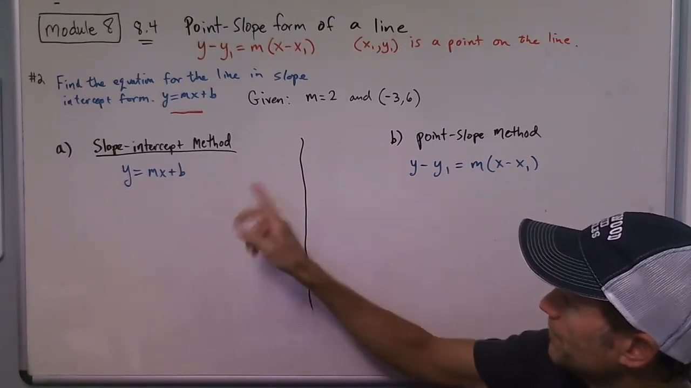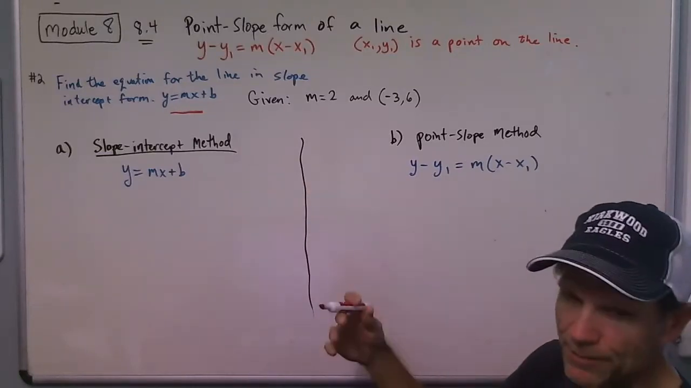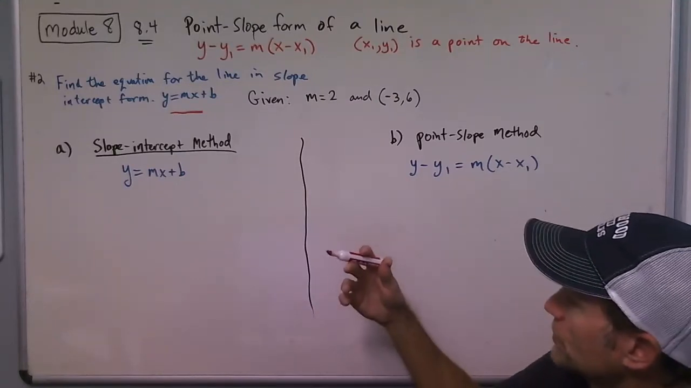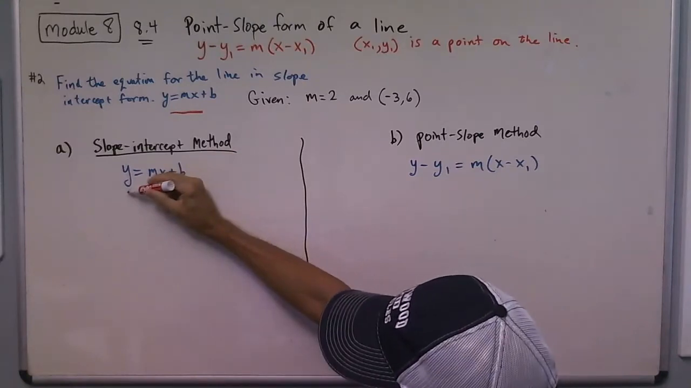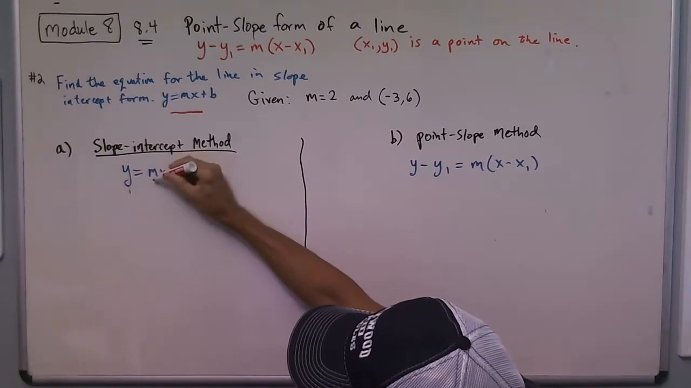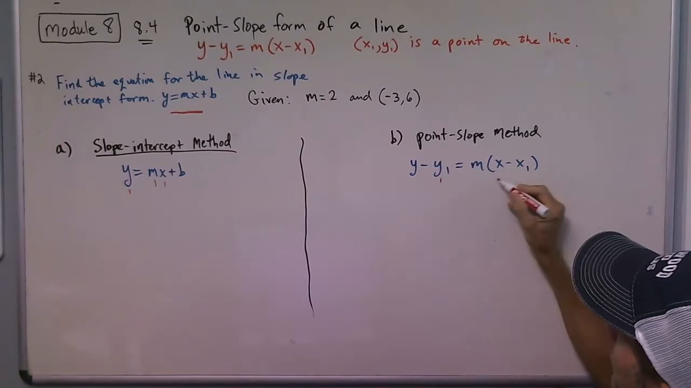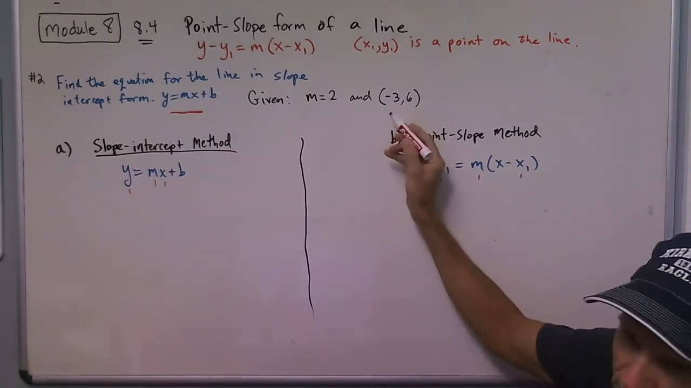So on both of these, there's three numbers or three values you'll fill in to help produce this equation of the line. And what we're going to fill in on this one is the y and the m and the x. Okay, and then on this one we're going to fill in the y1, the m, and the x1, and we're going to use these values here.